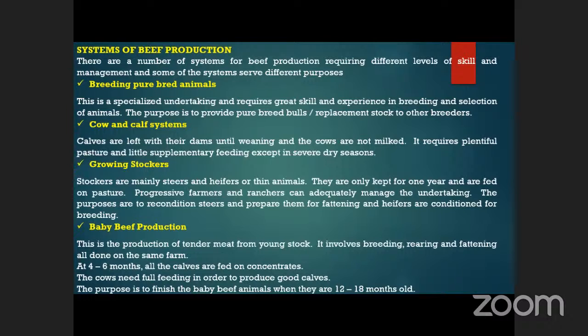Okay, so these are substances that animals feed on apart from the grass. Here we have the bone meal, the fish meal, the maize bran. Those are the things that are found as concentrates. Those things are given to the animal between 4 to 6 months.